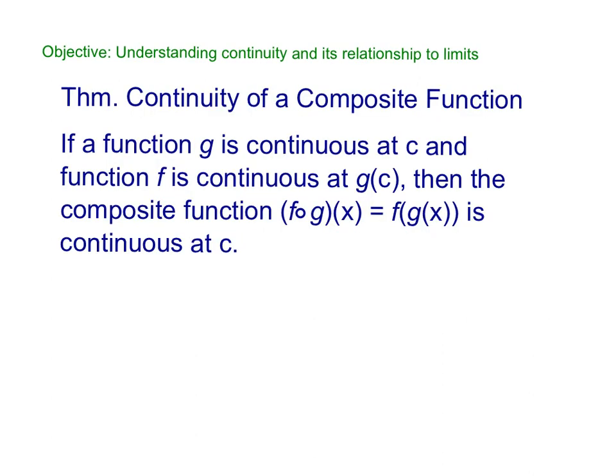Theorem: continuity of a composite function. If a function g is continuous at c and f is continuous at g of c, then the composite function is continuous at c. So if the two pieces are continuous, then you know you're good.